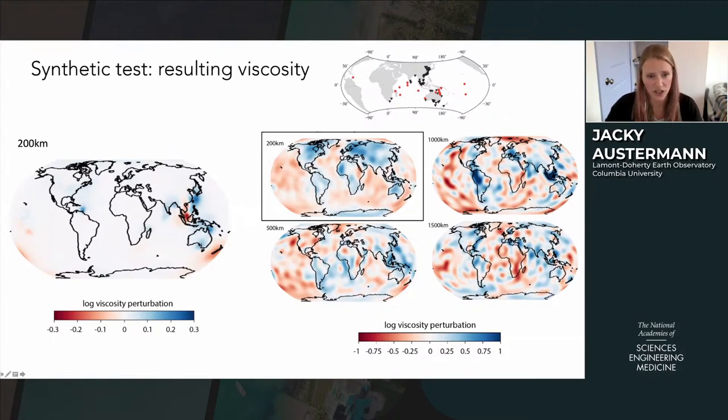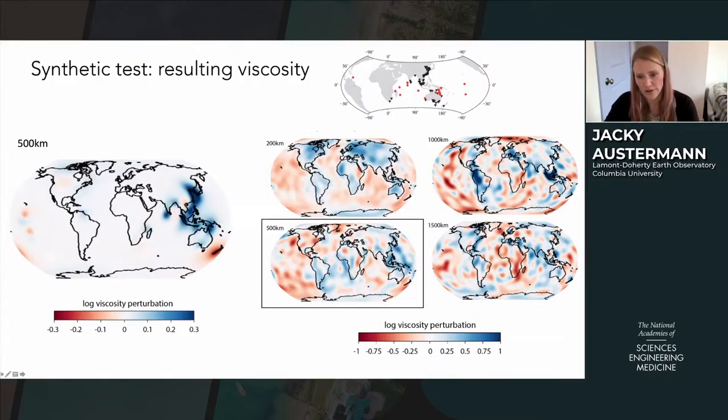We see higher viscosity here and around here, lower viscosity here, which are features that, to first order, match up with the true viscosity structure. We also see lower viscosity here, which is a little bit present, but not quite as striking.